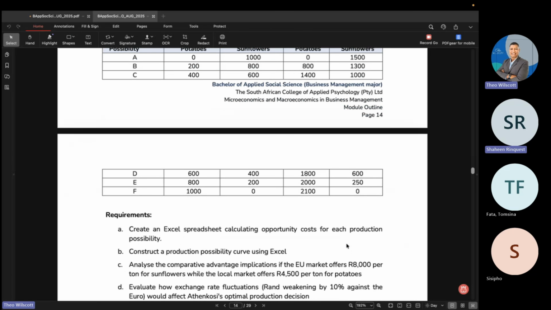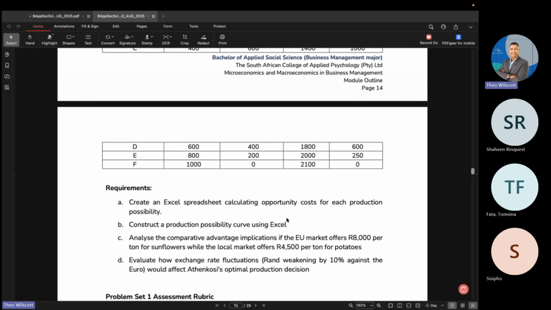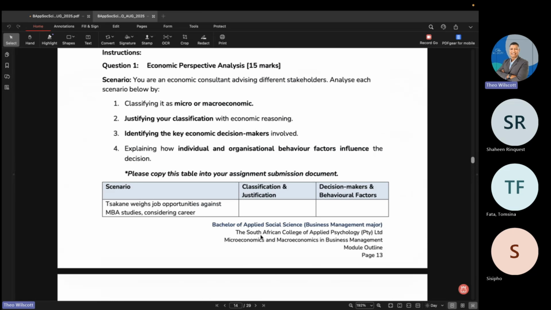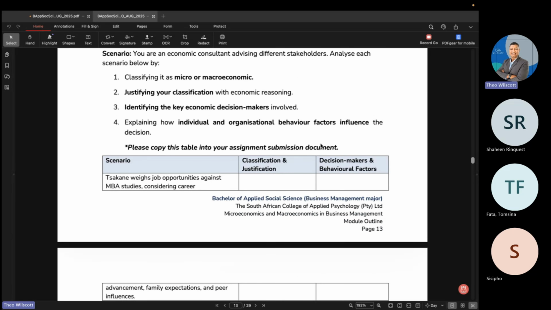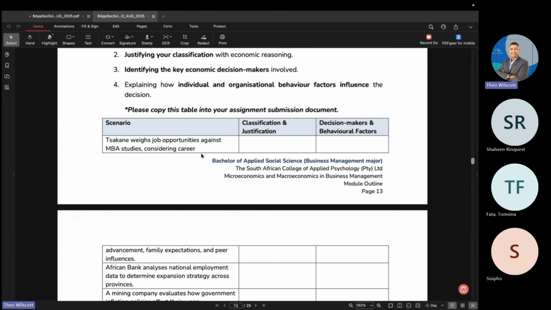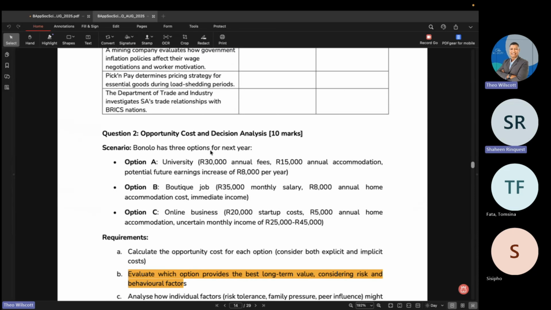And create an Excel spreadsheet calculating opportunity cost for each product production possibility. Construct a production possibility curve using Excel. And then you literally will have question 1 in your Word doc. You'll have this little table in there you'll capture this into. You don't need the Excel for this. You just create a little table in your Word document, and then you'll have question 2.